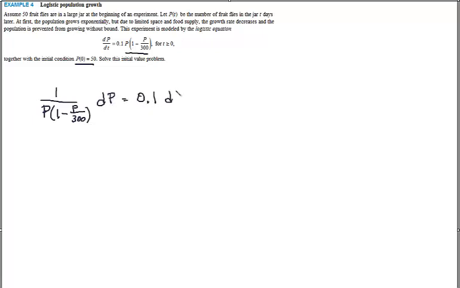Now I'm going to integrate both sides, and I'll write down what that looks like. The integral of 1 over p times 1 minus p over 300 dp equals the integral of 0.1 dt. Alright, the right hand side is pretty easy. The left hand side looks like I'm going to use a method of partial fractions, so I will do that and get back with you.